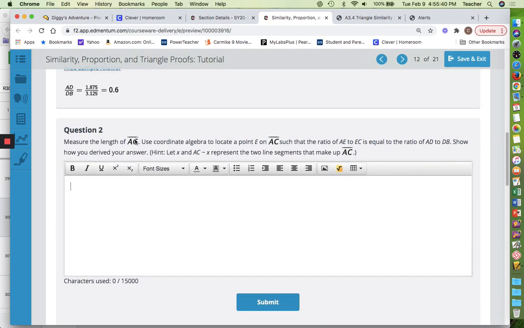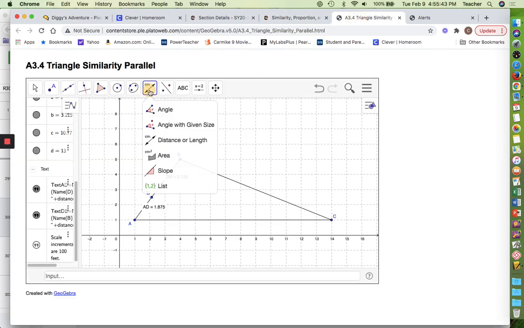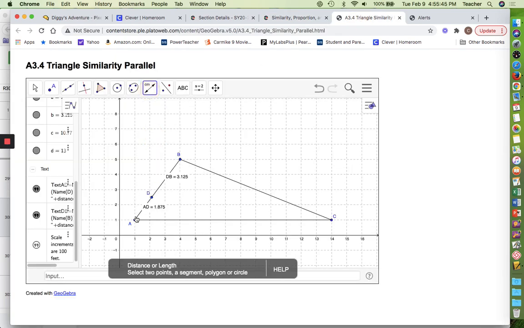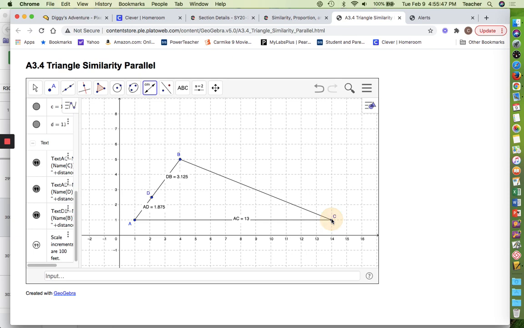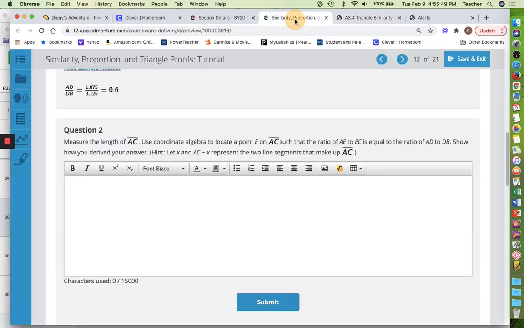Measure the length of AC. All right, so come back up here, distance or length, A to C. I got a 13. All right, use coordinate algebra to locate point E on AC such that the ratio of AE to EC is equal to the ratio of AD to DB. Show how you derived your answer.